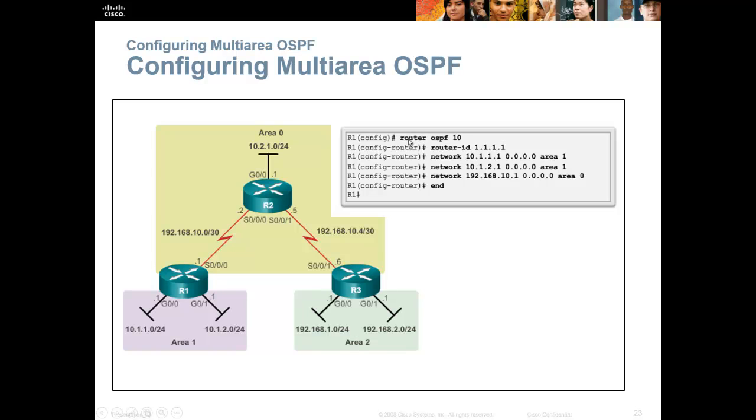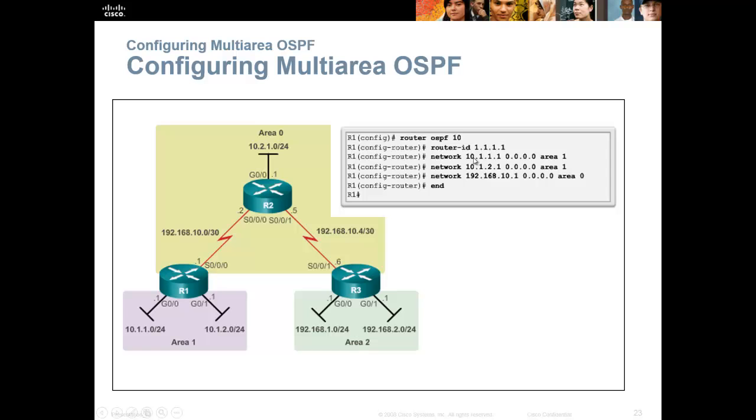So remember, router OSPF 10. So again, I'm on R1 down here. So I go to router OSPF 10. Remember, this is the process ID, which is locally significant, doesn't matter in OSPF. And then I create a router ID. Remember, the highest router ID becomes the DR. And then I create the network.